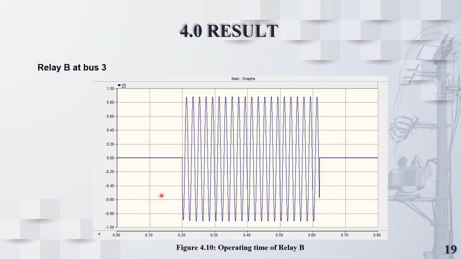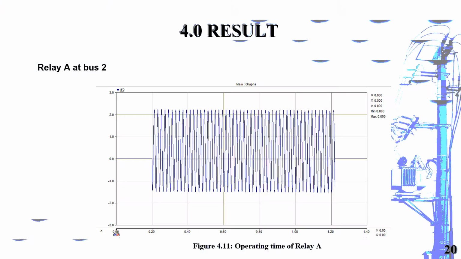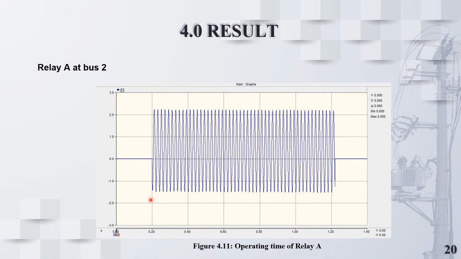So this is the fault current that happens at 0.2 second until 0.62 second. After 0.62 second, relay B will start to operate. The next graph shows the fault current happens at 0.2 seconds. After 1.22 seconds, relay A will start to operate if relay B fails to operate.